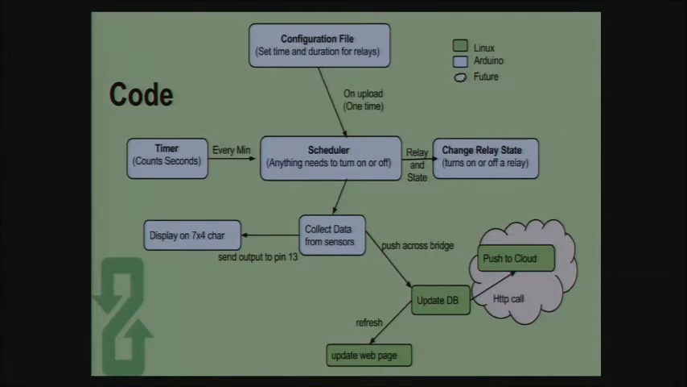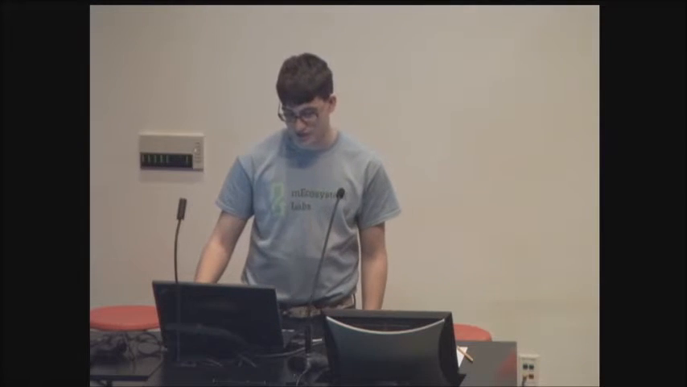So we have the configuration file at the top. You tell what times you want your lights to turn on, how often you want to pump the water up to the plants and have it drain. And the timer will tell the scheduler every minute, hey, check if anything needs to turn on or off. The scheduler will do that and change the states of the relays. It also collects data from the sensors, pushes it real time to the 7x4 character display in the video earlier, as well as pushing it to the Linux side and maintaining a database of all the sensor values for data aggregation at a later time.